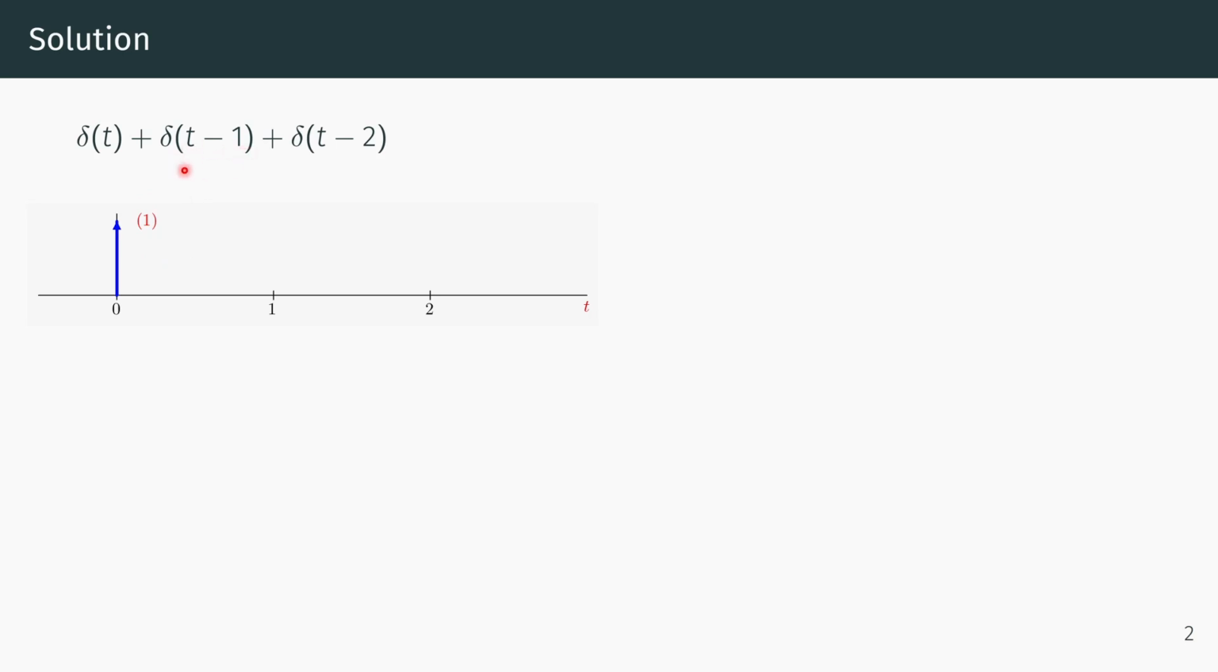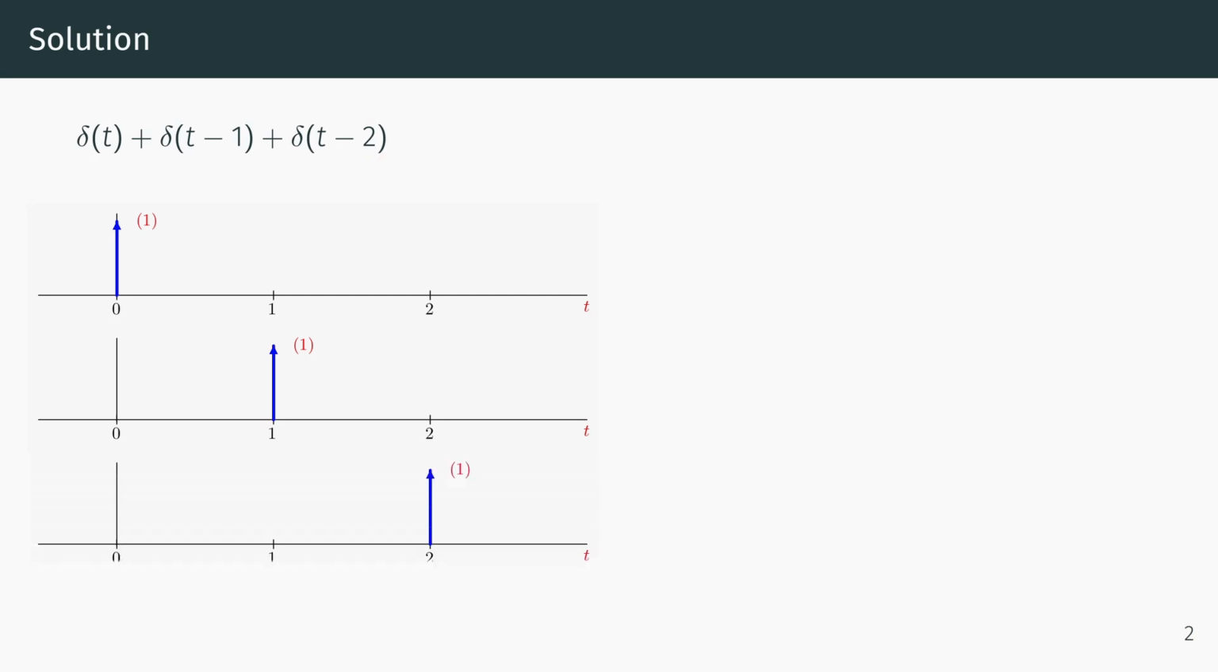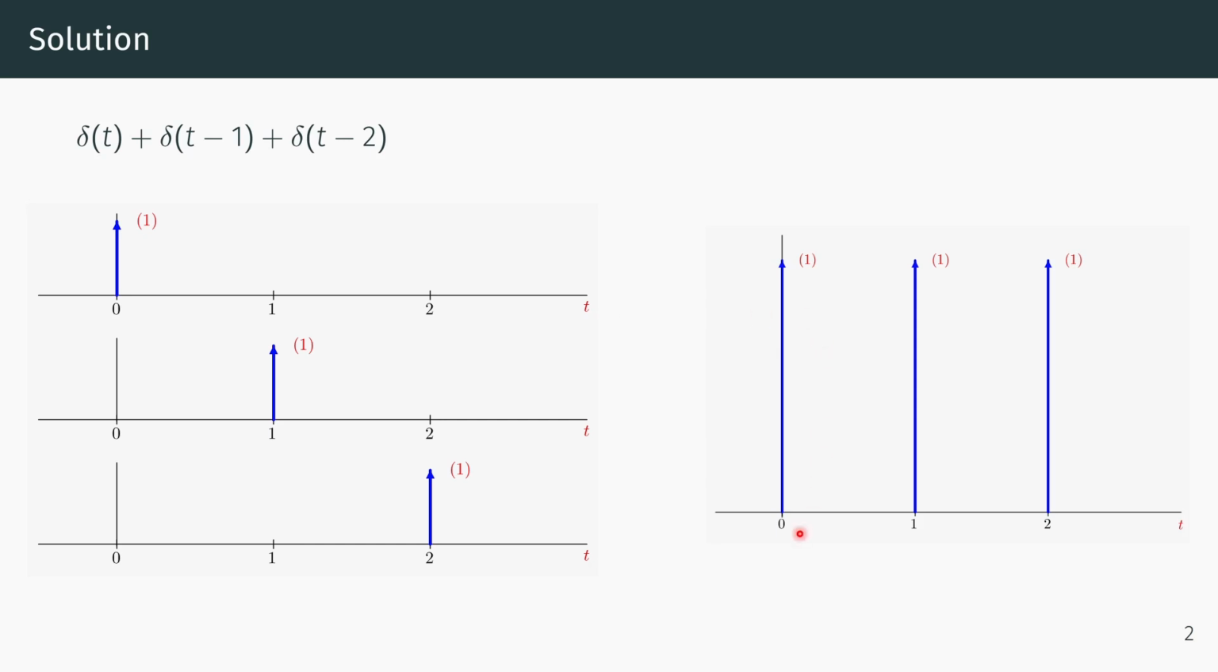What of the second Dirac delta function? That is a shifted version of delta of t to the right by 1 unit, and the plot looks like this. So this is our delta of t minus 1. And finally, what is delta of t minus 2? It is a Dirac delta function shifted to the right by 2 units. The question is to add these three signals. The sum will look like this: three Dirac delta functions at 0, 1 and 2 respectively, each having a strength of 1.